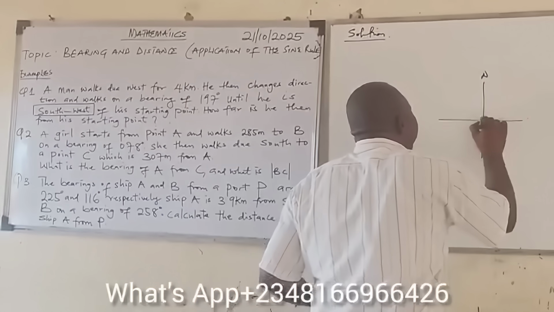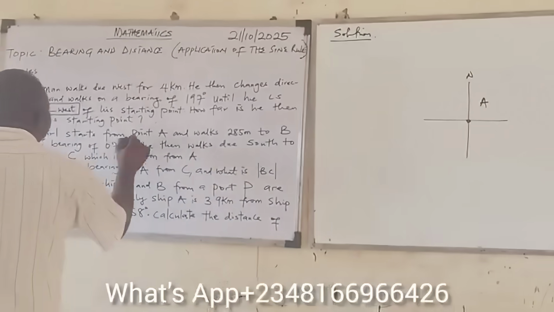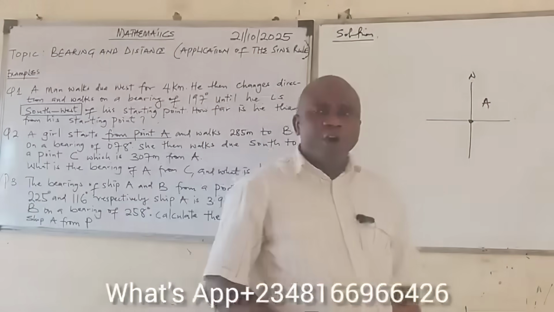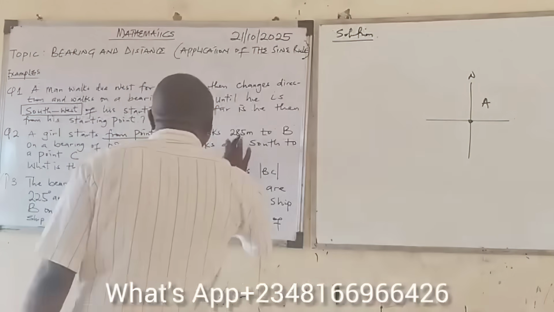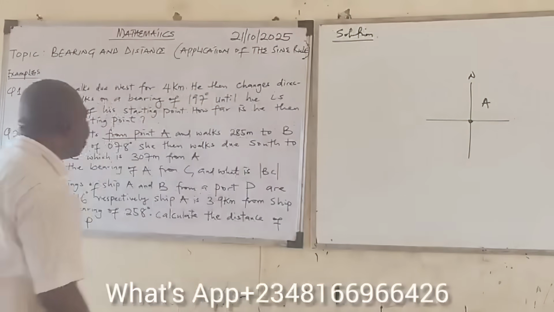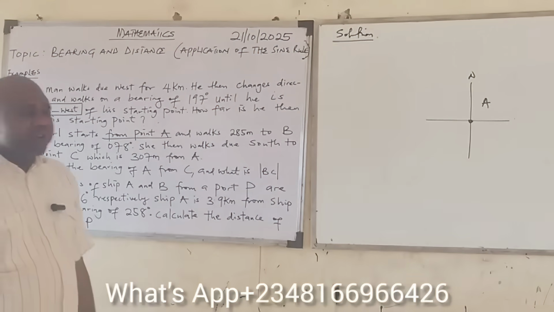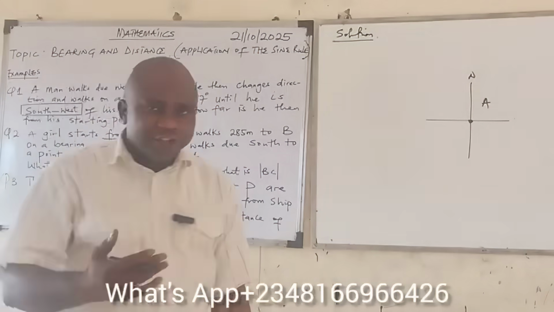There is not, so this point is our point A. Now, take note of this word from point A. That is, this point now is point A. Now, she starts from point A and walks 285 meters to B on a bearing of 78 degrees.